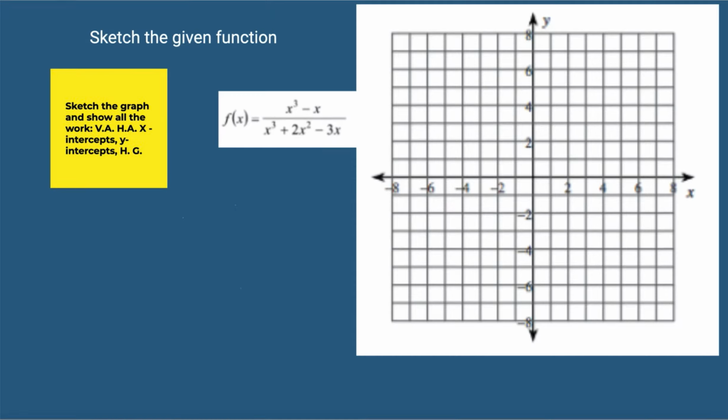Function. So sketch the graph and show all the work: vertical asymptote, horizontal asymptote, x-intercept, y-intercept, and the hole in the graph. So first of all, let's factor this function.